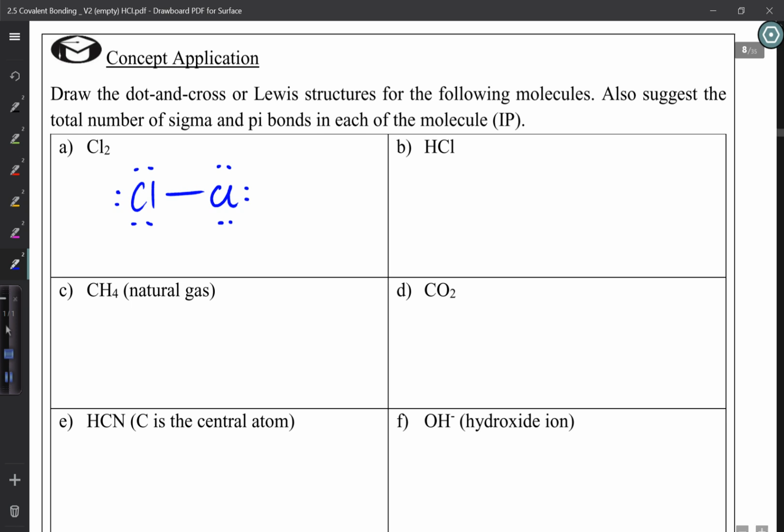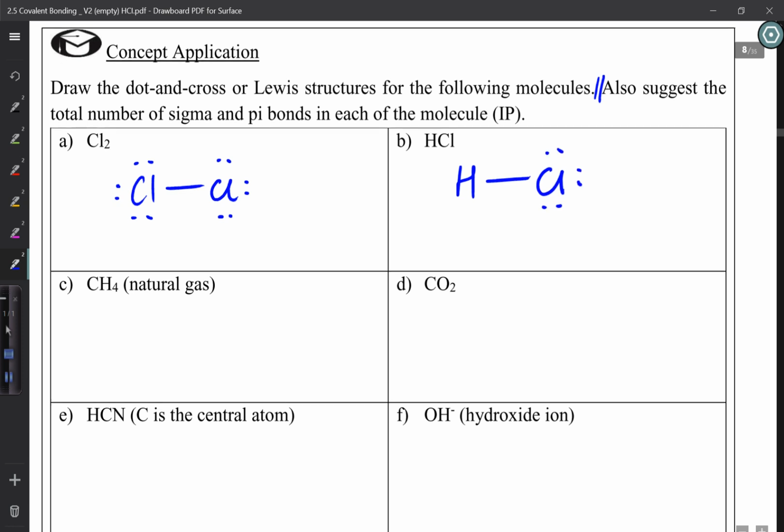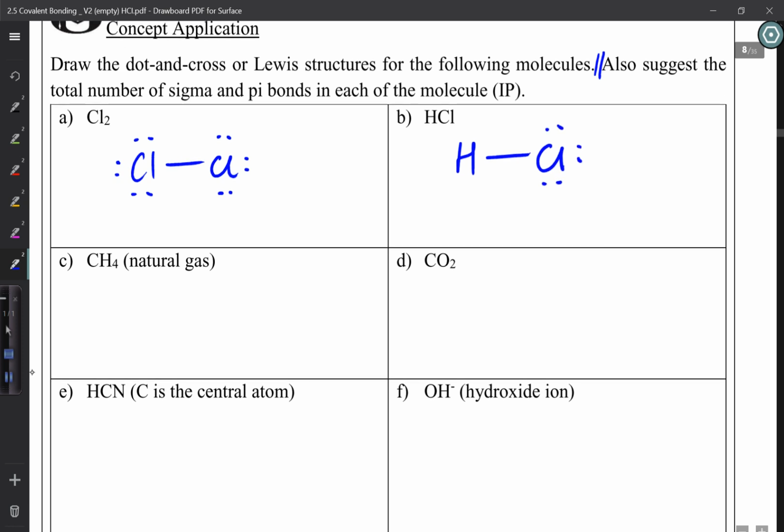So this is the structure of Cl2. For this part, we'll do the number of sigma and pi bonds next time, because we haven't learned it yet. Then HCl, same thing, you can only have one structure. For CH4, same thing. If you don't know, we can start with the center and then we draw 4. I already covered these just now.